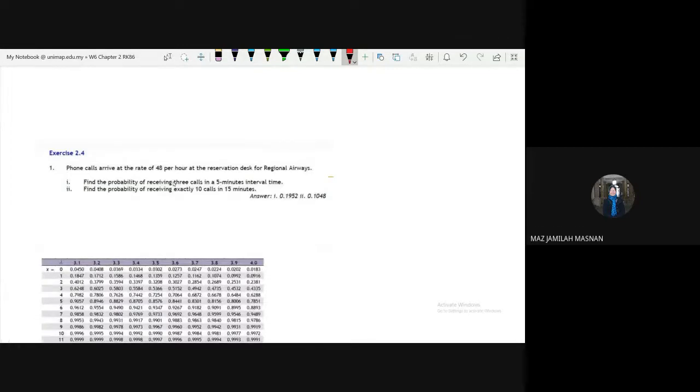Okay, exercise 2.4. Phone calls arrive at the rate of 48 per hour at the reservation desk for regional airways. Find the probability of receiving 3 calls in a 5 minutes time. See, you are given in hour and the question asks you in 5 minutes. So this is usually how we give you question for Poisson. So it's just the matter of how you can change from hour to minutes. So let us see how we can change the interval from hour to minutes.